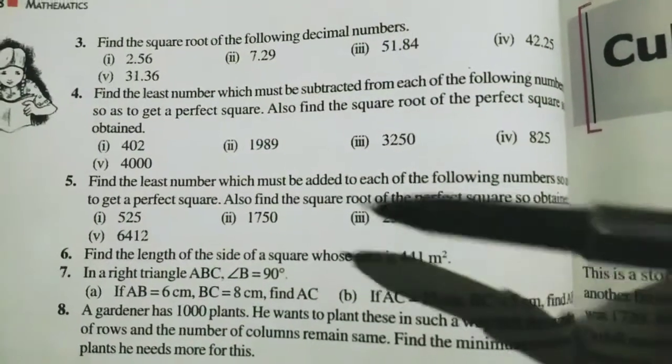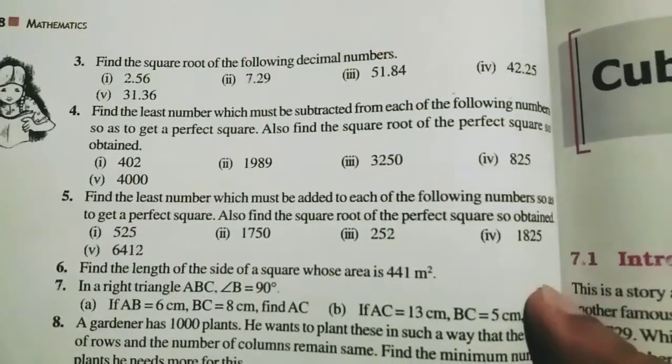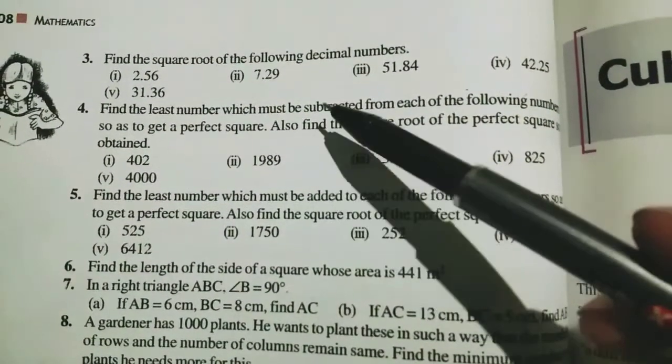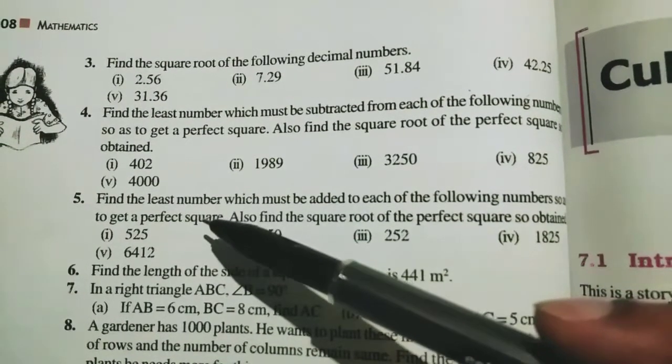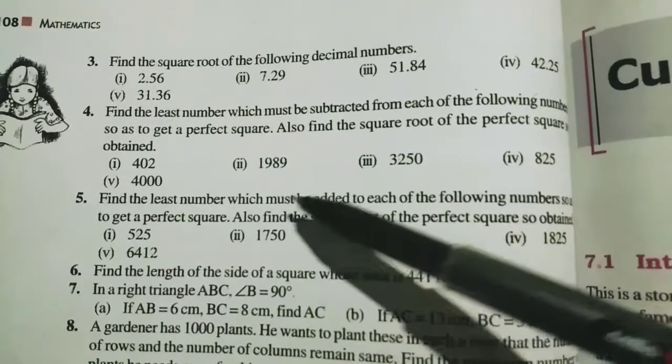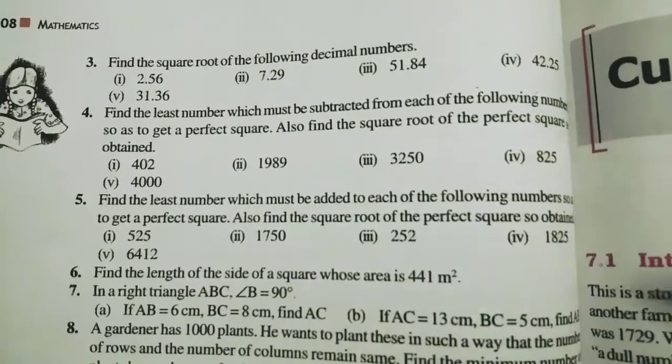Now next, question number 5. Find the least number which must be added to following numbers to get a perfect square. So this question number 4 and 5 are opposite to each other. Here also you have to find out the perfect square, but here you have to find out which number must be added to become a perfect square. Okay, so let's do it.